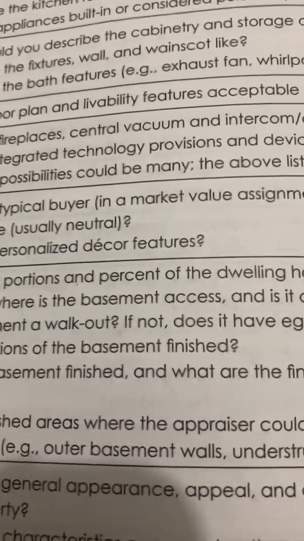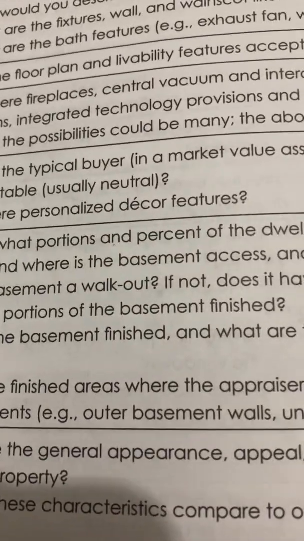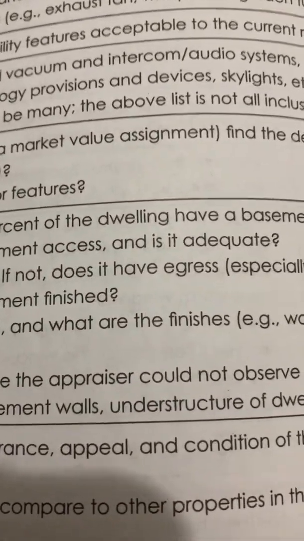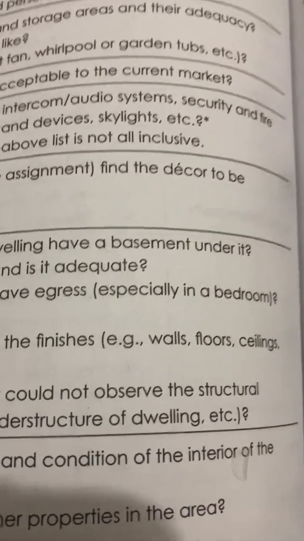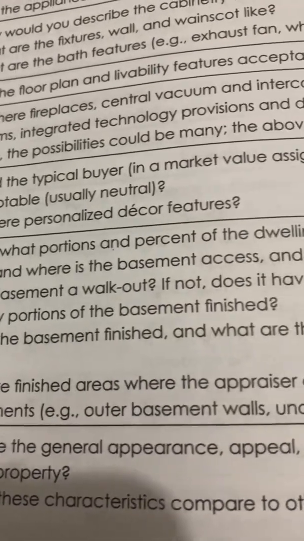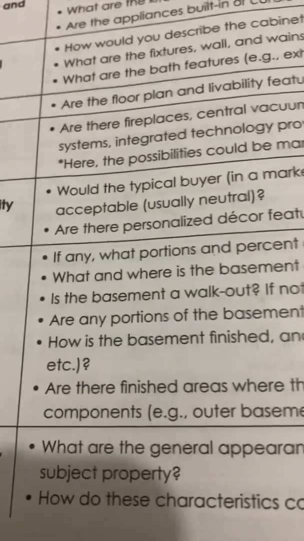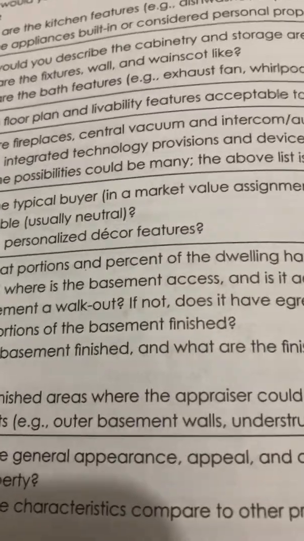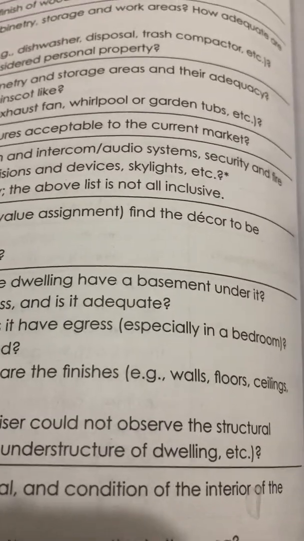Are any portions of a basement finished? How is the basement finished, and what are the finishes? For instance, walls, floors, ceilings, etc. Are there finished areas where the appraiser cannot observe the structural components? For instance, outer basement walls, under structure of dwelling, etc.